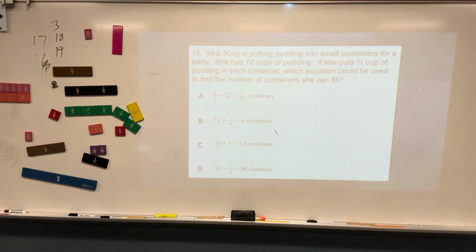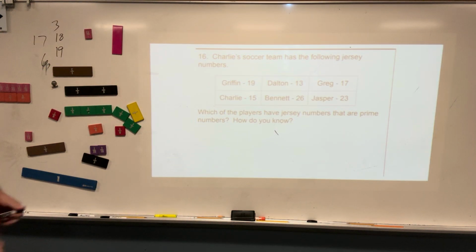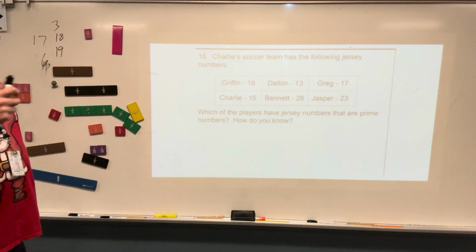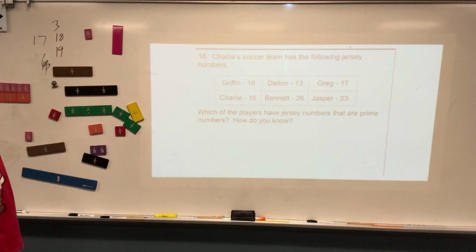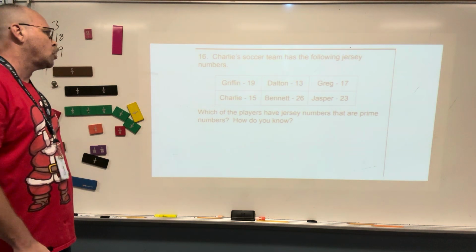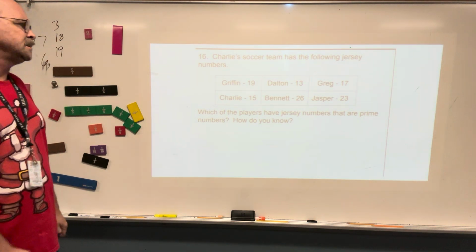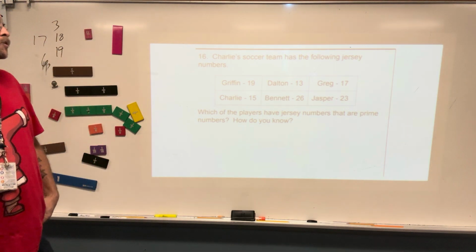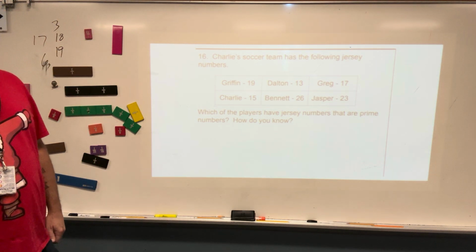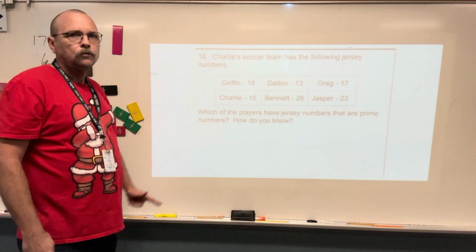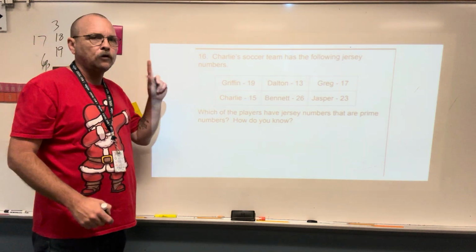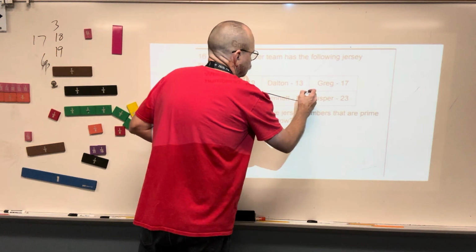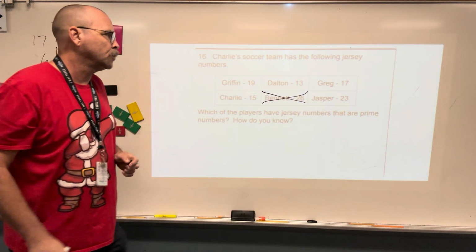Okay, here's another one. Charlie's soccer team has the following jersey numbers. Griffin, 19. Dalton, 13. Greg, 17. Charlie, 15. Bennett, 26. And Jasper, 23. Which of the players have jersey numbers that are prime numbers, and how do you know? Well, we've already talked about prime numbers before. We know the only prime number that is even is 2. So 26, Bennett cannot have a prime number.